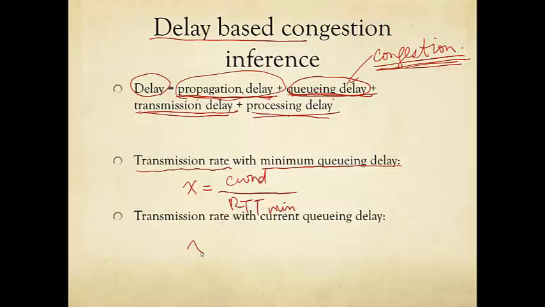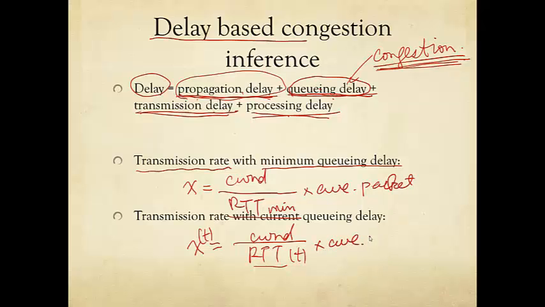But if you are looking at the transmission rate X when there are some levels of congestion, then it equals the congestion window over the current RTT. So RTT min is some constant you have estimated. This one is the current RTT at time t. To be more precise, you have to multiply by the average packet size measured in bits. But if you measure it by packets per second, then you can just compare this with this.